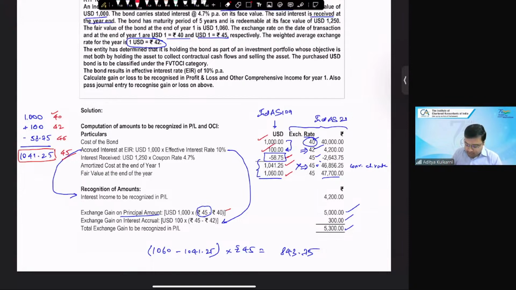So the difference between 100 and 58 is still there at 42 rupees. Yes? Yes, sir, I'm able to understand. But why I'm taking the entire 100 is that 58 is already coming at 45. So if I have to take the differential, I have to take 100 at 42 to 45. So that is coming here. And therefore 5,300 is your exchange gain.